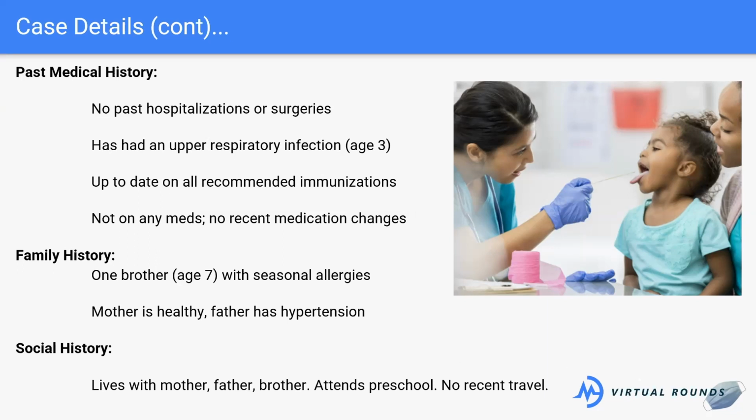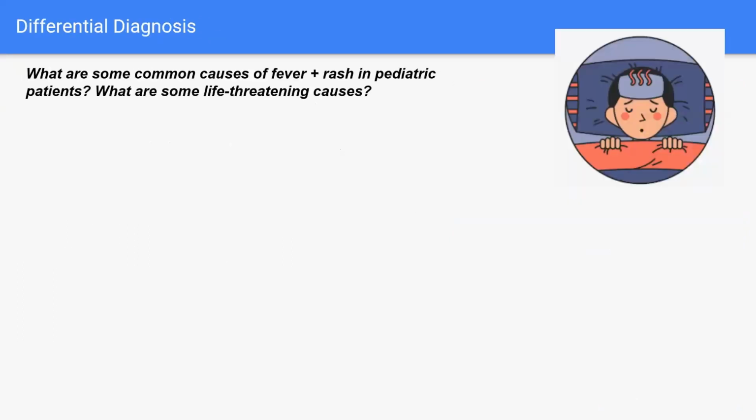And then no recent travel, and she does attend preschool. But I think it said in the previous that the people at her preschool were not sick. So, okay. All right. So we've got basically a fever and that's been persistent, and we've got this new rash, and then some redness of the eyes and of the oral cavity and that sort of thing.